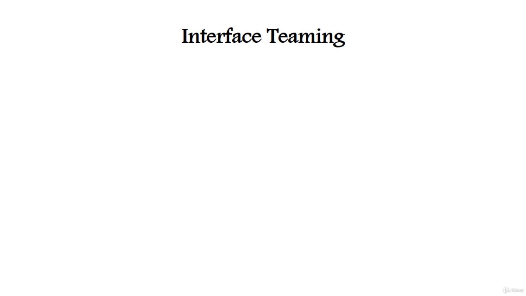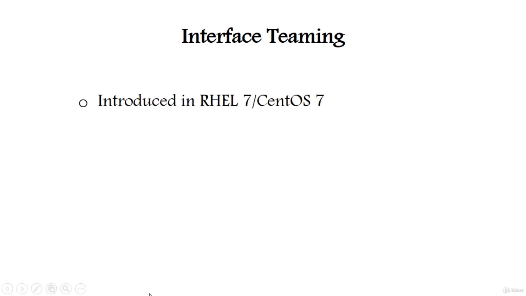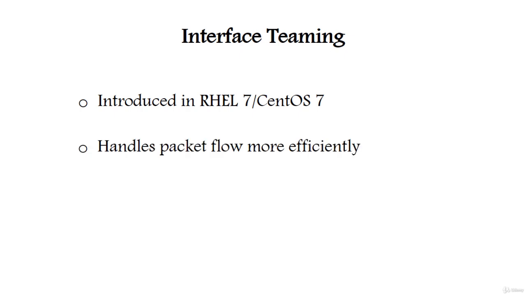Hello, in this lecture we're going to talk about interface teaming. Interface teaming is introduced in RHCE 7 and CentOS 7. It performs the same function as NIC bonding. Teaming is a new feature. It handles the flows of packets more efficiently than bonding does.